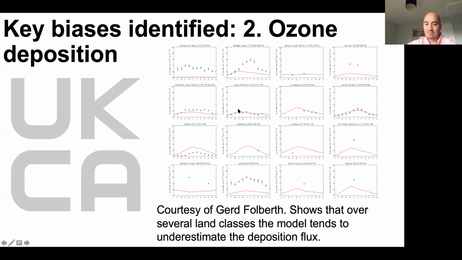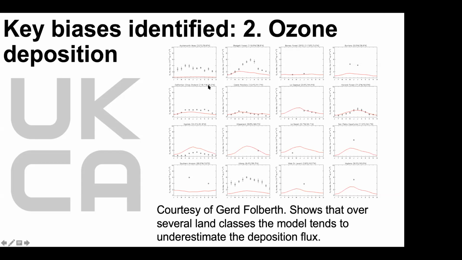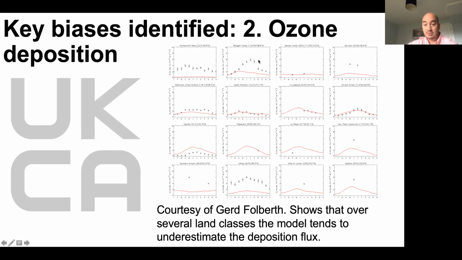And what you can see is that whilst the model generally performs reasonably well, there are places where the deposition isn't so good. Now, this is a deposition flux, so some of this might be down to the ozone values themselves. But if we look at a place like Blodgett Forest, which is in the US, we know in the summertime we have a high ozone bias over that region. We've just seen that. Yet we have a low ozone flux over that region, and it's quite low, about a factor of 3 too low.